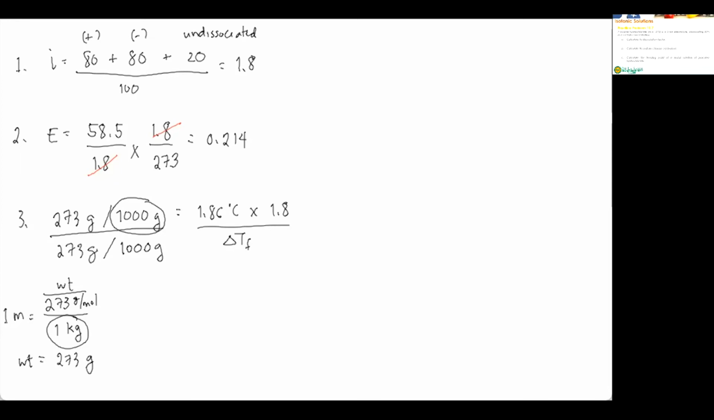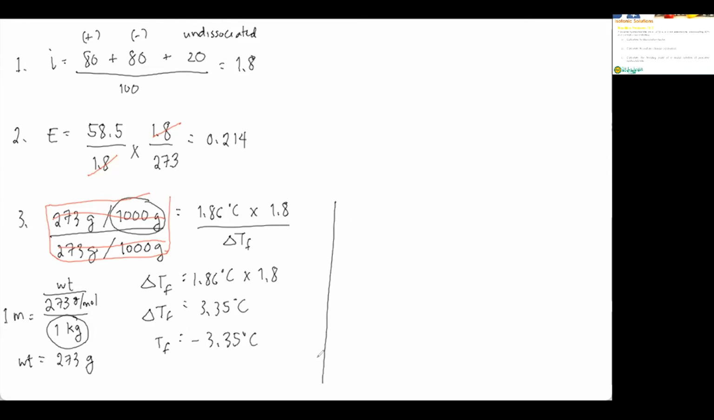So what happens is that this side of the equation simply cancels out, and we are left with this formula: delta TF equals 1.86 degrees Celsius times 1.8, and 1.86 times 1.8 is equal to 3.35 degrees Celsius. So the freezing point of a molar solution of procaine hydrochloride is equal to negative 3.35 degrees Celsius.